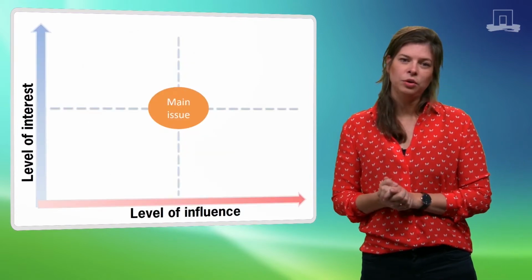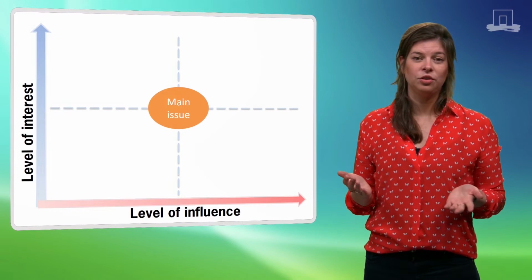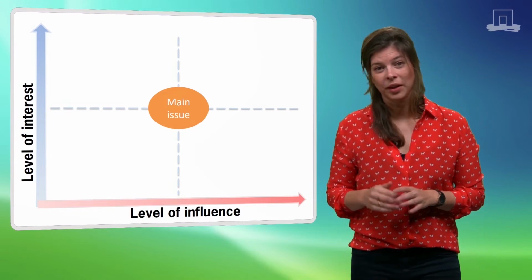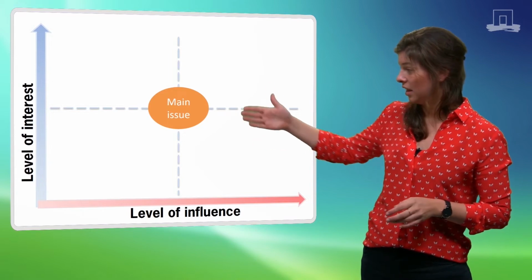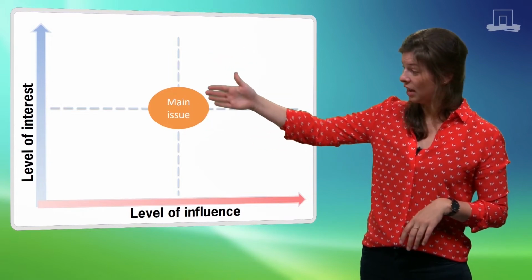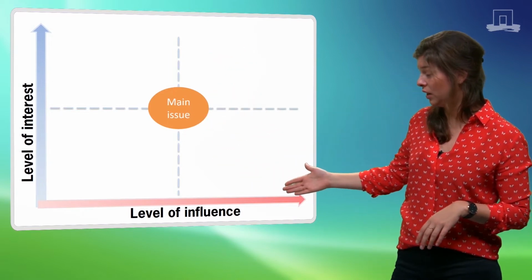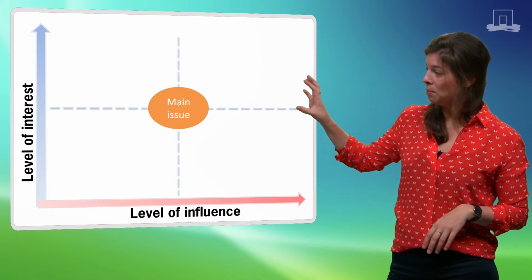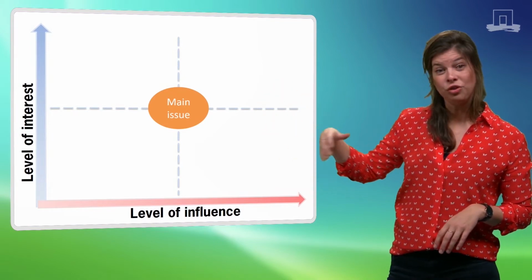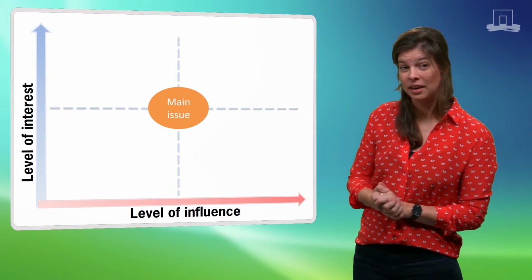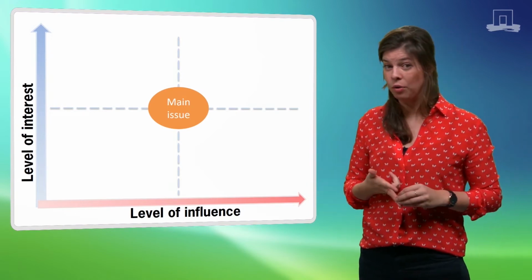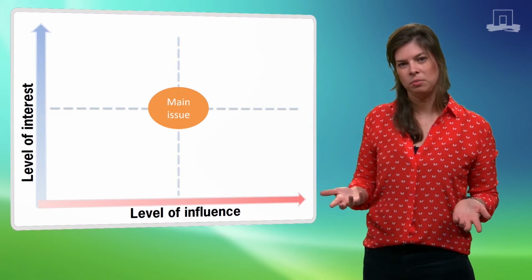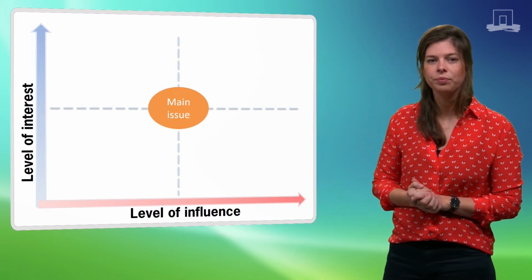The tool that I want to introduce in this video is called the Interest Influence Matrix. And it works as follows. You see two axes, the level of interest and the other one indicating the level of influence. You put the main issue in the middle, which you identified during the landscape analysis. This could be land degradation, could be drought, or something broader like decision making on climate change.